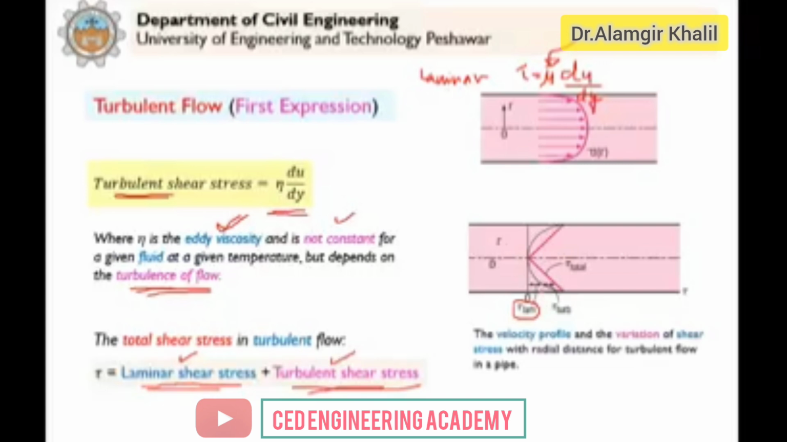As we move away from the wall towards the center of the pipe, the turbulent shear stress increases, and the laminar shear stress decreases in value. And of course, at the center of the pipe, the shear stress is 0. That is why we can write the total shear stress as the sum of laminar shear stress plus turbulent shear stress. We can also write the equation in this form, where epsilon is known as the kinematic eddy viscosity. So this is the first expression for the shear stress in turbulent flow.